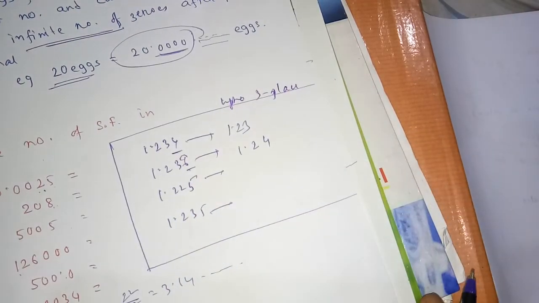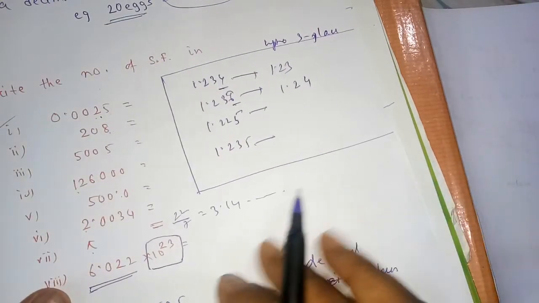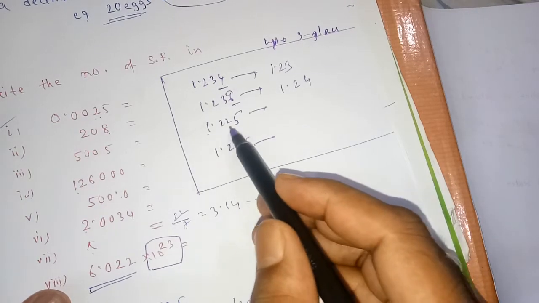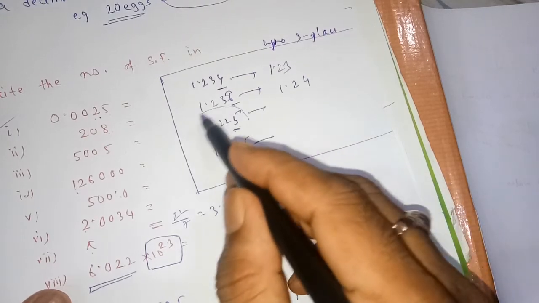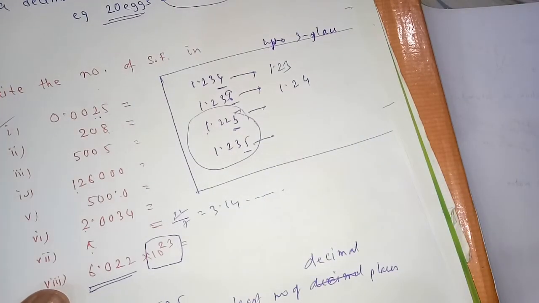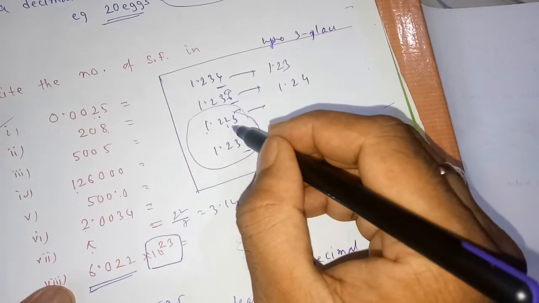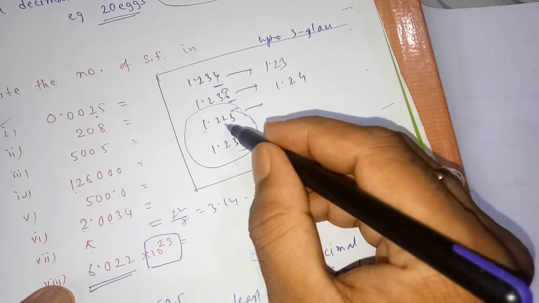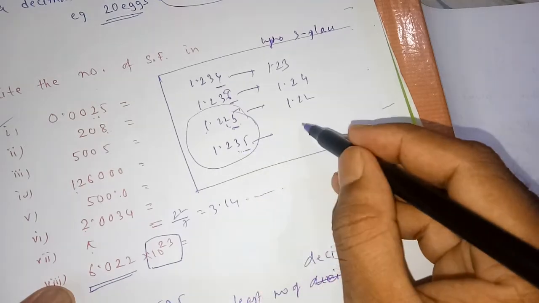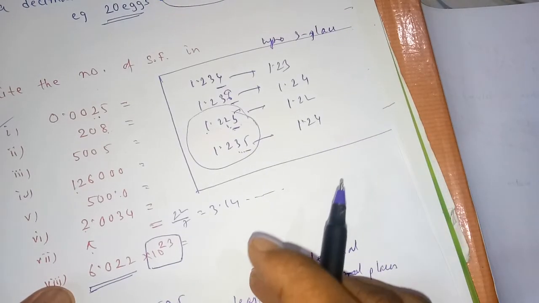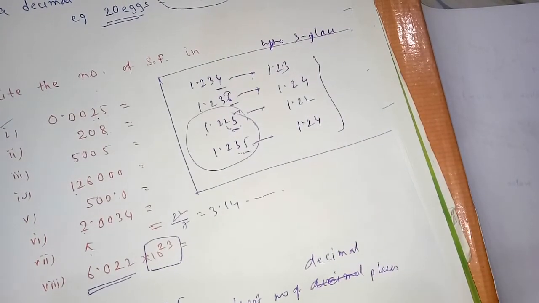I think you have done these things at your secondary level. So 1.225 and now 1.235, in this one you have to just think. If the preceding digit is even, I repeat, even, then for 5 there is nothing to add, so 1.22. If it is odd, then for 5 you have to add 1. So these are some points that you have to remember.